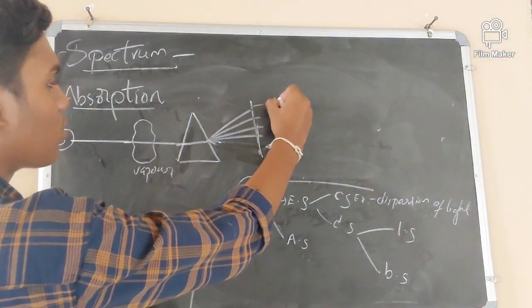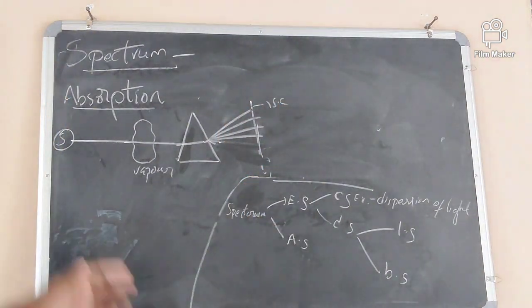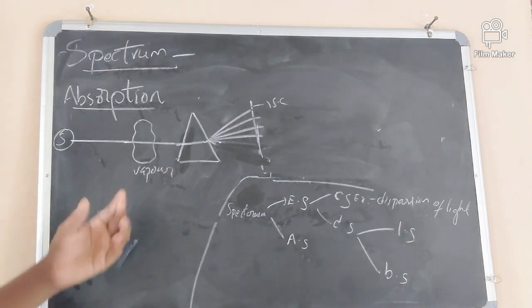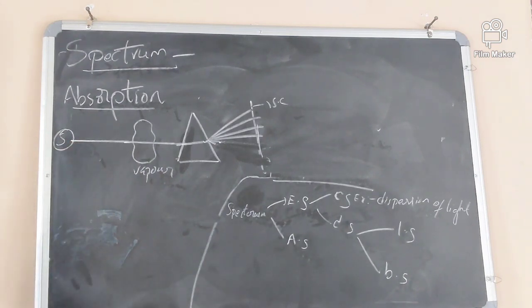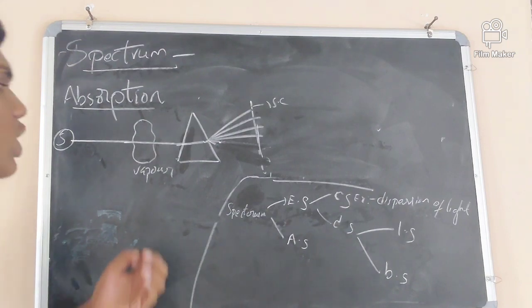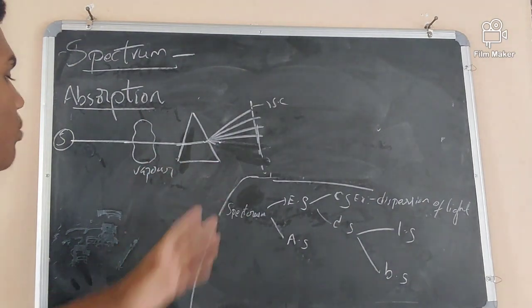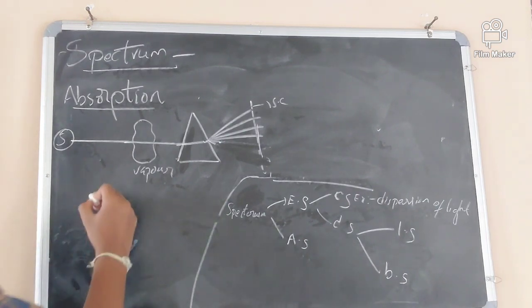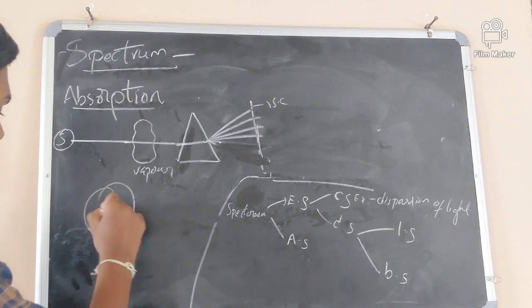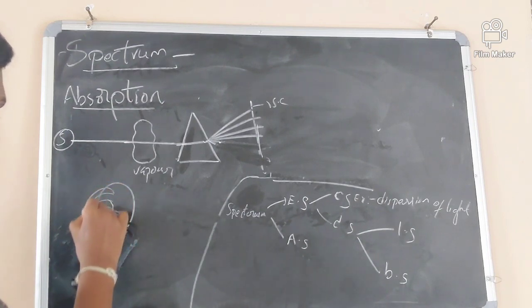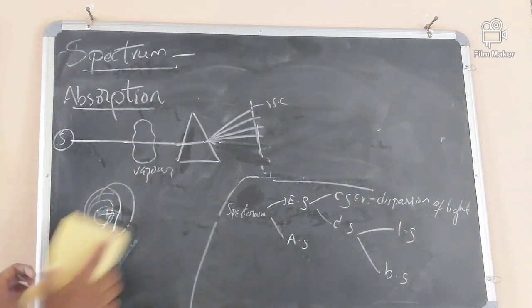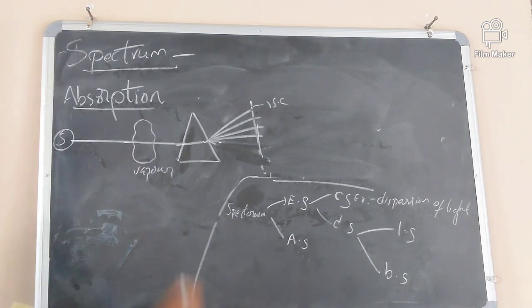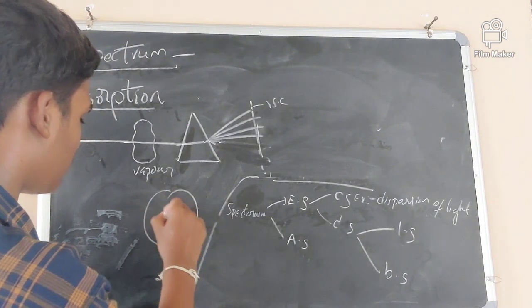This is a spectroscope. Why only some colors? Because some colors are absorbed by this vapor, by this substance. That's why only a few colors are observed on the spectroscope. Why are some colors absorbed? Because in vapor we know atoms are present. Any substance has atoms. Vapor is matter, so it has atoms, right?